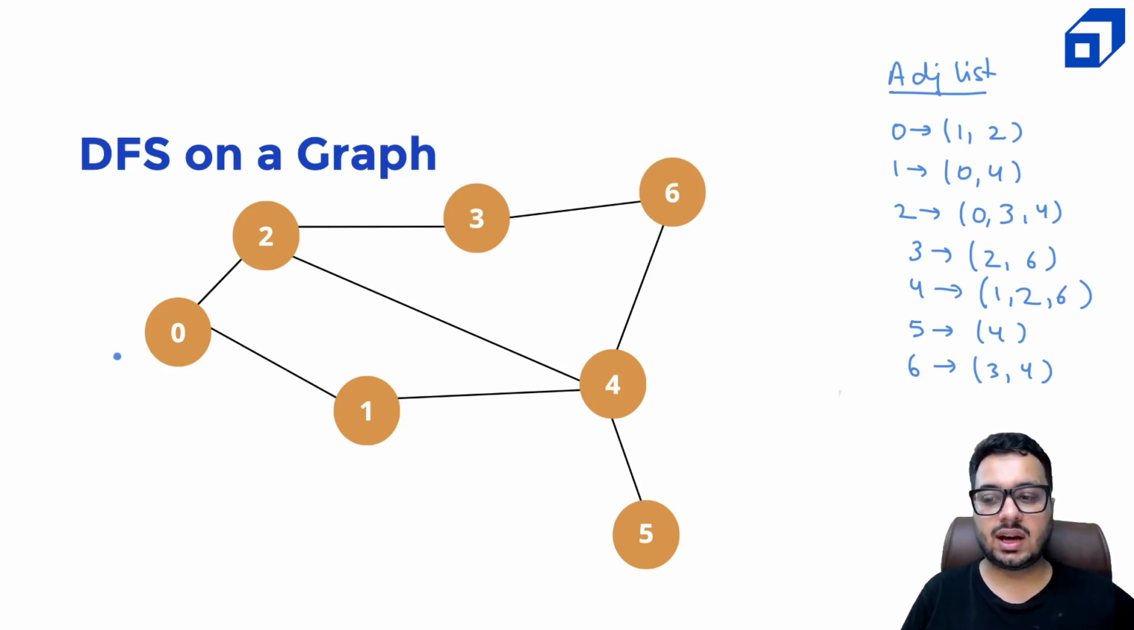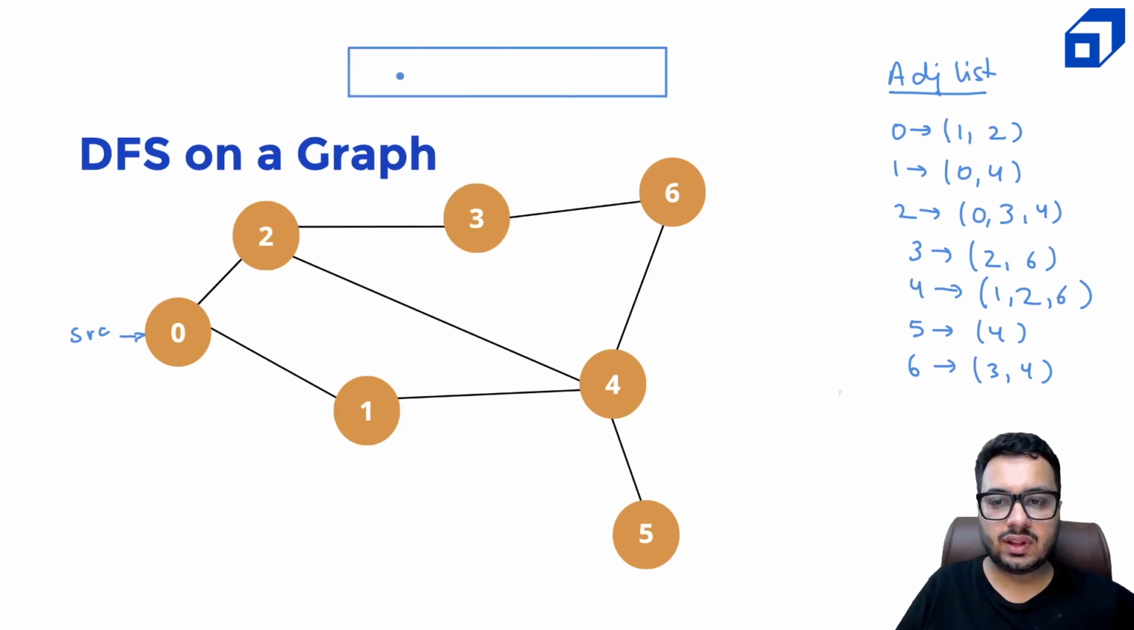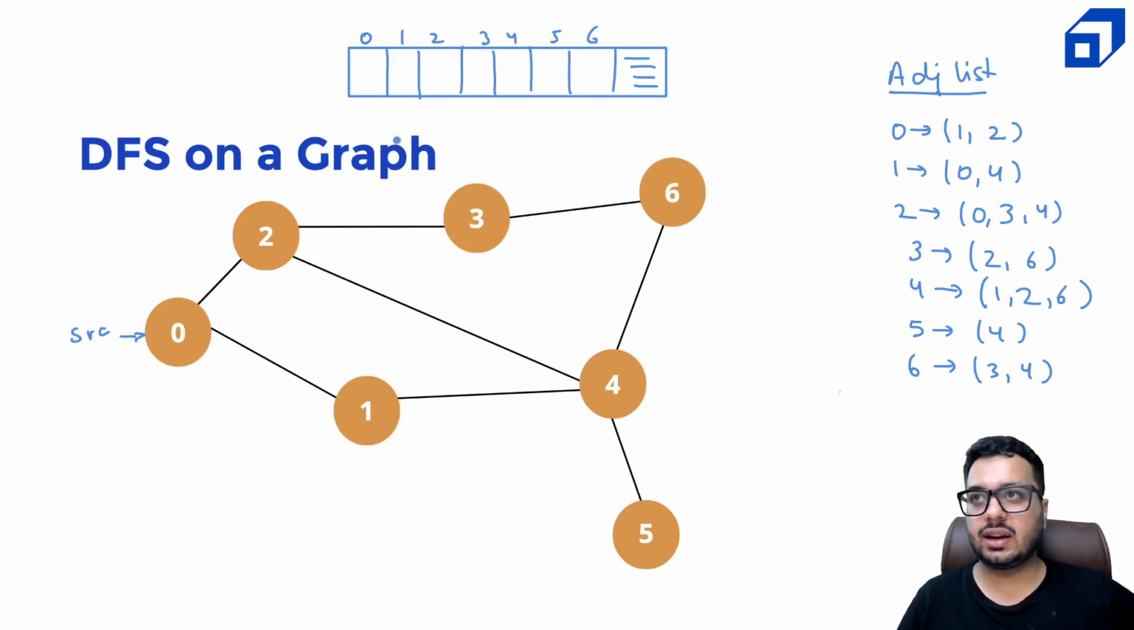Now we need to understand how this DFS is actually going to work. We are going to start from this node. It can be any node, but I'm going to take 0 as the starting node, the source node. Since the graph can contain a cycle, I need to maintain a visited array. I'm drawing it here. Initially nothing is visited. This is the visited array, indices 0, 1, 2, 3, 4, 5, 6. So I need an array of this size. I'll call it visited.